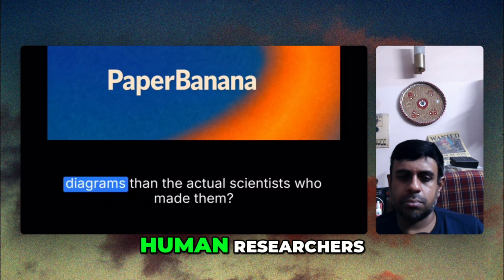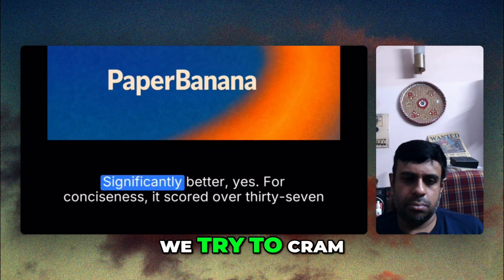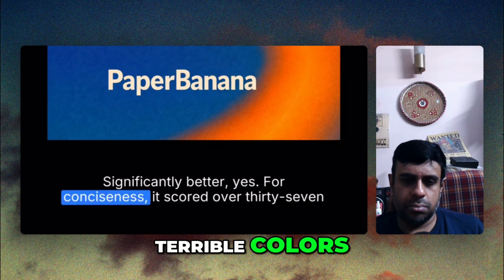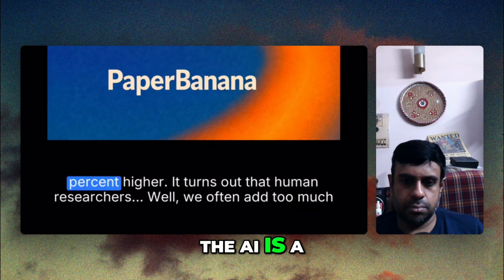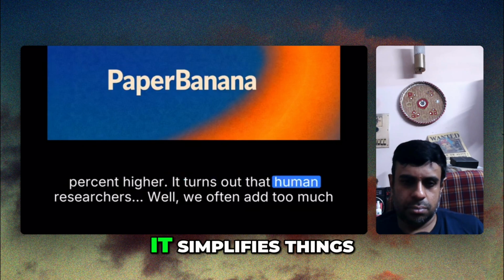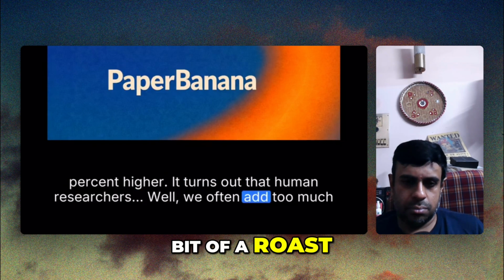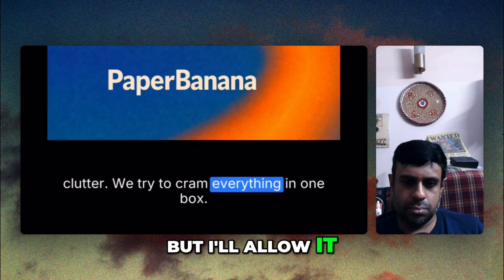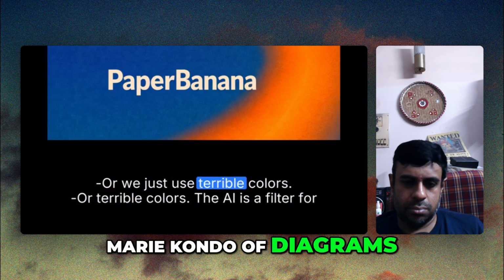It turns out that human researchers, well, we often add too much clutter. We try to cram everything in one box. Or we just use terrible colors. Or terrible colors. The AI is a filter for all those bad design habits. It simplifies things. That feels like a bit of a roast of the entire academic community, but I'll allow it. So it's basically the Marie Kondo of diagrams. That's a great way to put it.